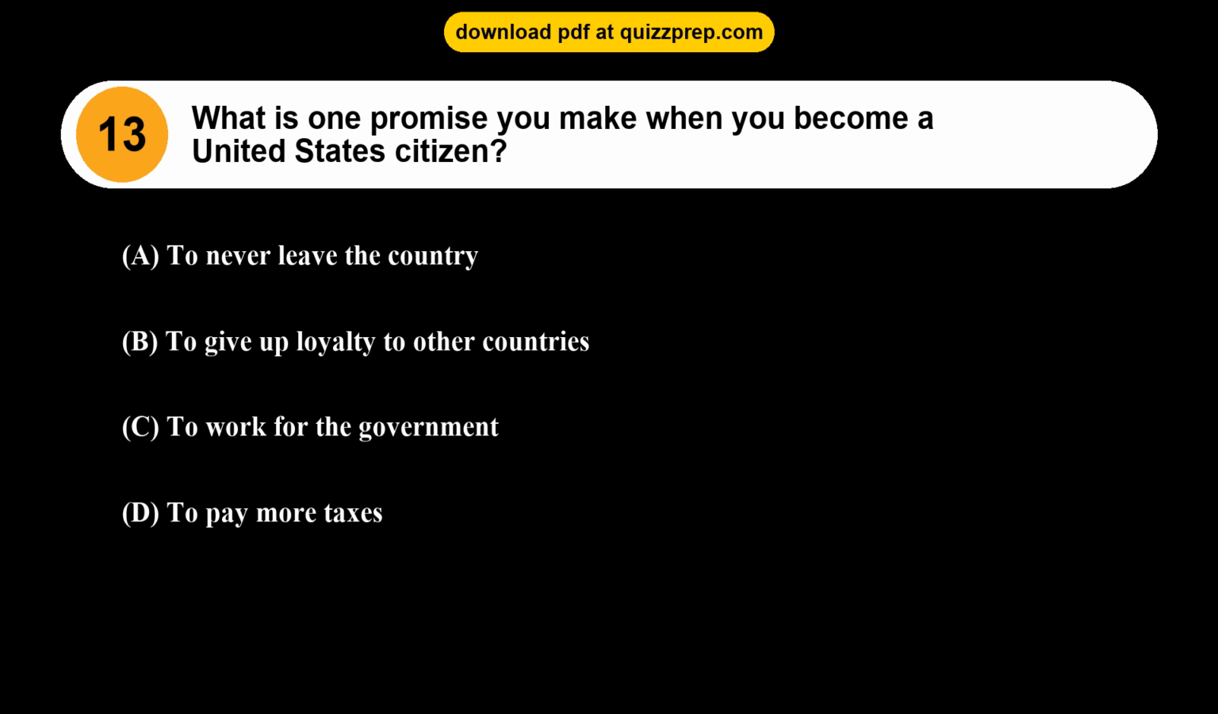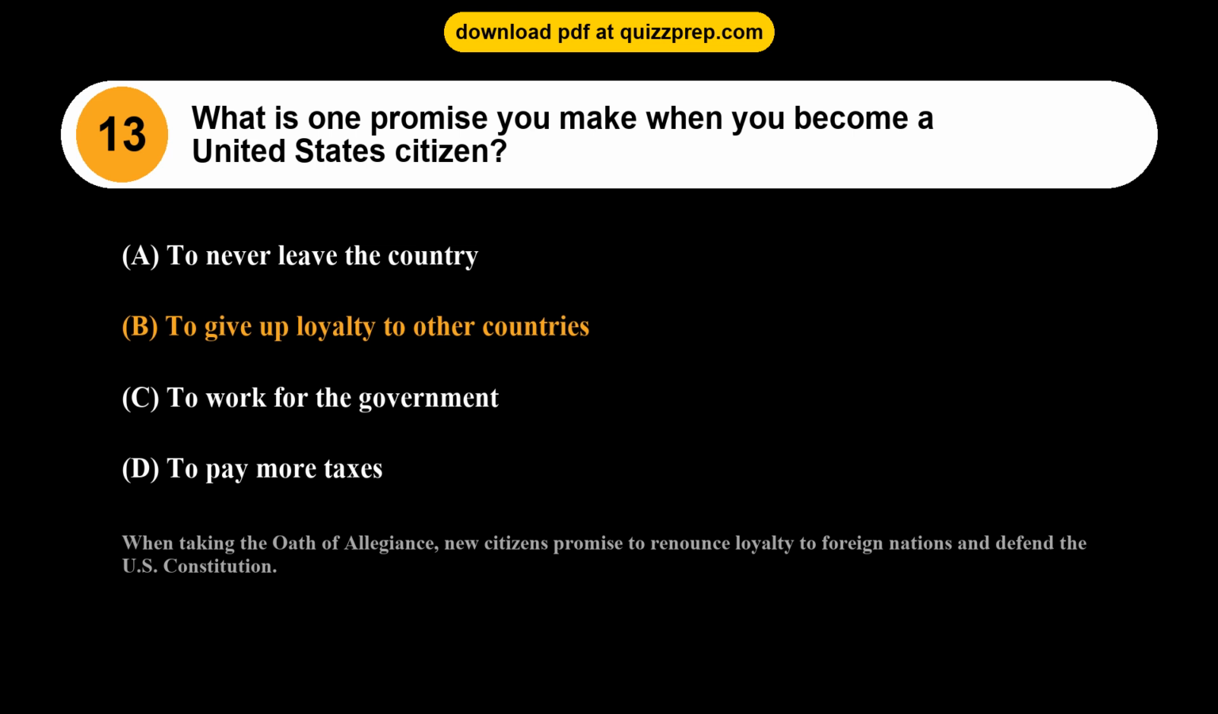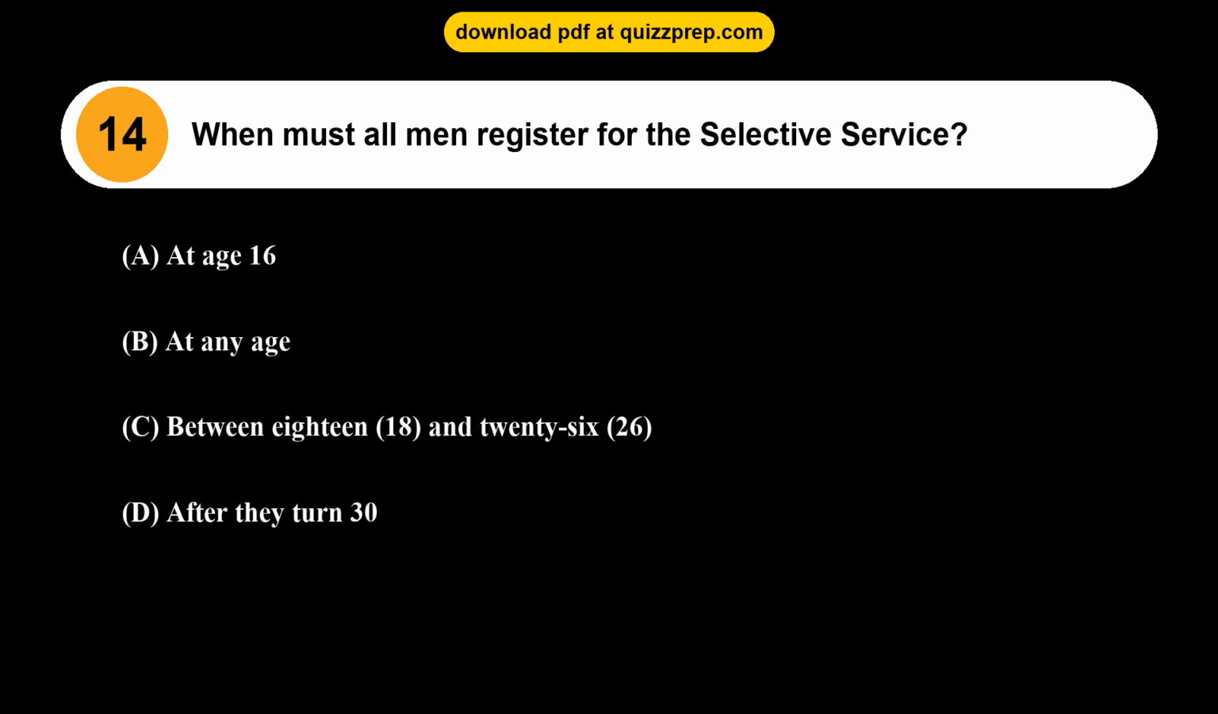Option D. To pay more taxes. The correct answer is option B. To give up loyalty to other countries. When taking the oath of allegiance, new citizens promise to renounce loyalty to foreign nations and defend the U.S. Constitution. Question 14. When must all men register for the Selective Service?